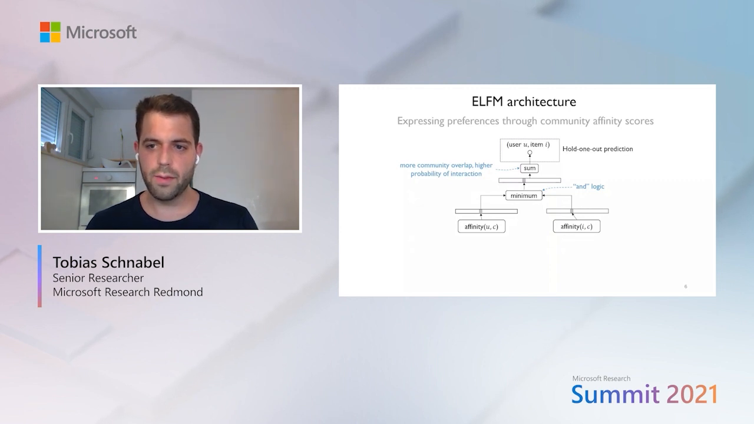And then finally, we aggregate over all communities. And the more communities, the higher the overlap, the higher the probability of an interaction. During training, we optimize the hold-one-out training loss, where the task is to predict a masked item from the training set. Okay, but how do we get these affinity scores?